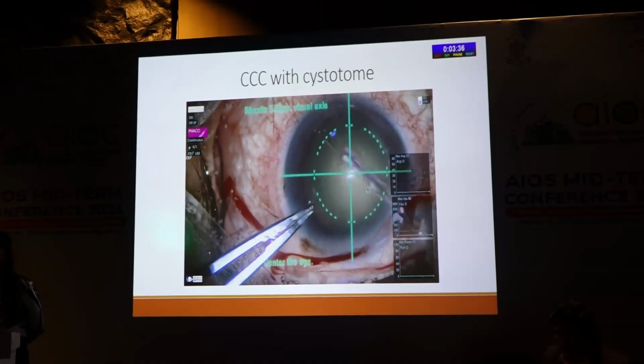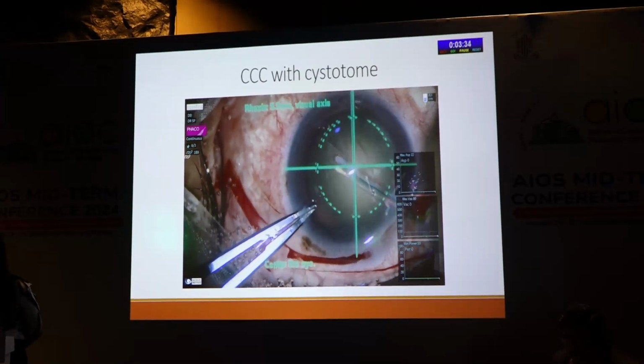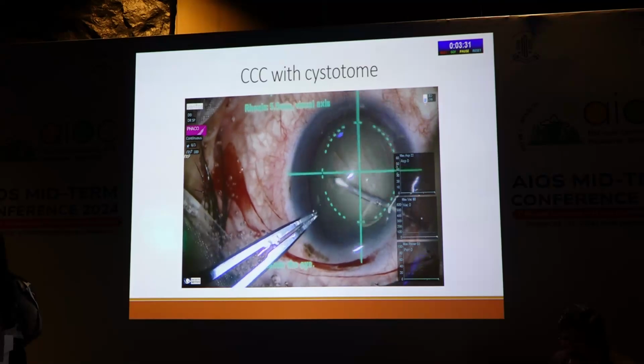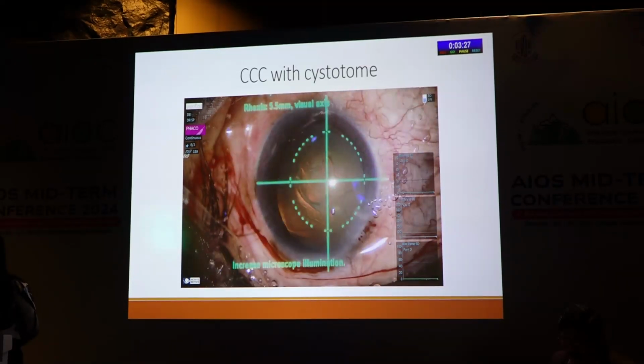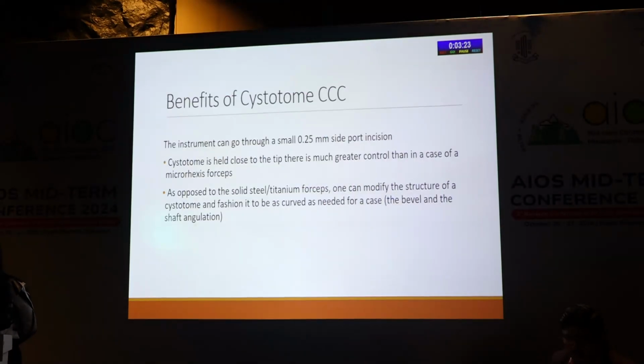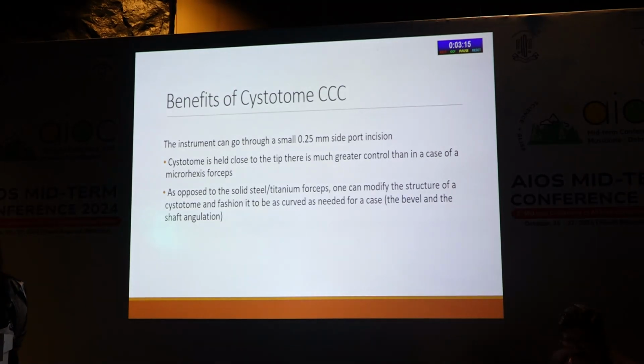I still prefer to choose a cystotome over this because I was not confident about my forceps rhexis, and I managed to do it well. So it was still 5.5, so why the need to switch? Now, benefits of cystotome CCC, you can go through a very small incision. It is held close to the tip. There is much greater control, is what we feel, than with rhexis or microrhexis forceps, the steel or titanium forceps.